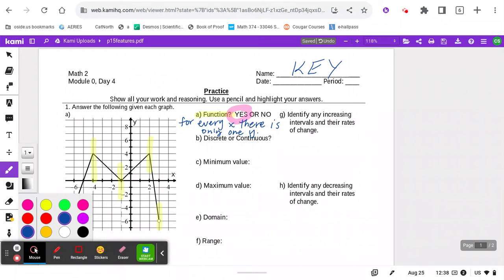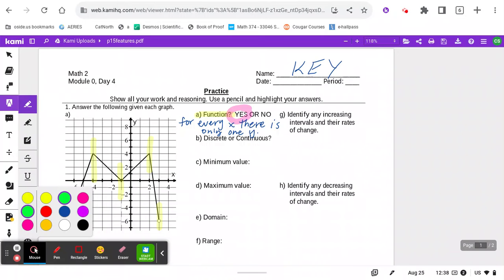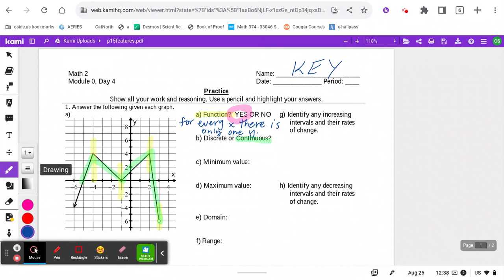Next is our graph continuous? Yes, it's continuous because I can trace along the graph the entire time, like trace, trace, trace, trace, never lifting my pencil. It is connected. It is continuous.